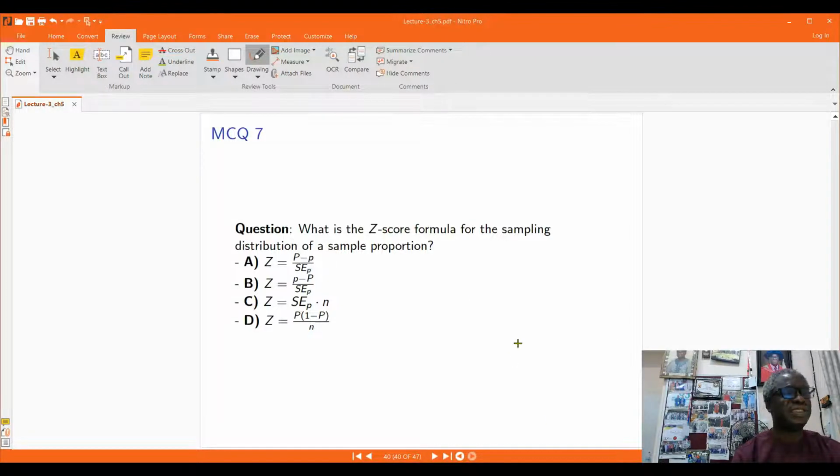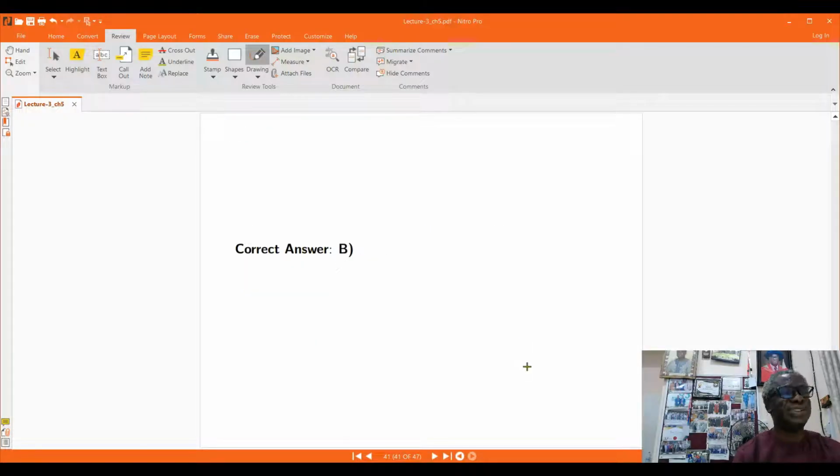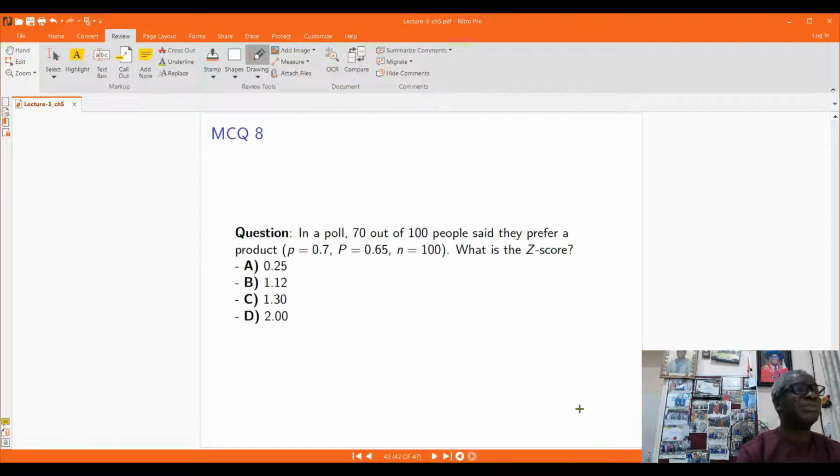So, what's the correct answer? The correct answer is B, which is small p minus capital P, that is the sample proportion minus the population proportion, divided by the standard error. That's the formula for the standard score. And I've told you that formula helps to convert the proportion to a standardized value. So let's go to question 8.